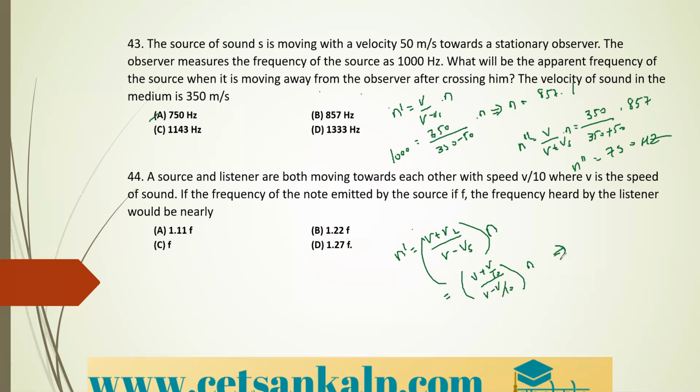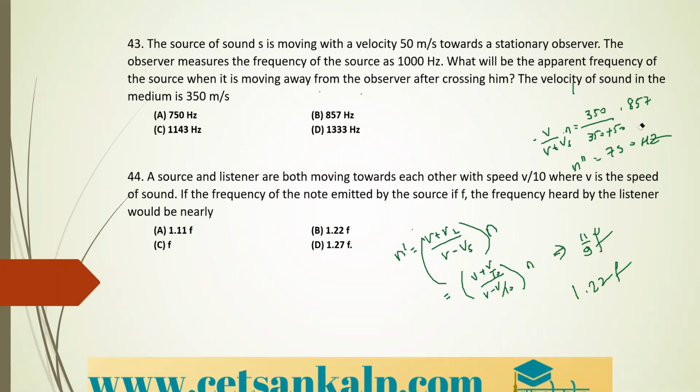This is equal to (V plus V by 10) whole divided by (V minus V by 10) into n. If you simplify the brackets, n dash is equal to 11 divided by 9 into n. But here they have given it in terms of frequency f, so instead of n, I can write f. That is 11 by 9 f. What is 11 by 9? It is 1.22 into f. Therefore, the correct option is option B, that is 1.22 f.